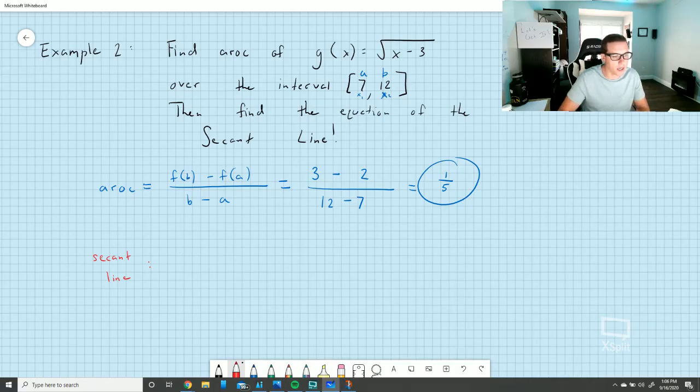So the secant line is y minus your y coordinate, which was, I'm going to use this one this time. So this time I'm actually going to use the coordinate b, f of b, just to show you that you could use either one. So the coordinate I'm using is b. Make sure you plug f of b in here. This is 3. This is what you get when I plug the 12 in, equals your slope, which is the average rate of change, times x minus 12.